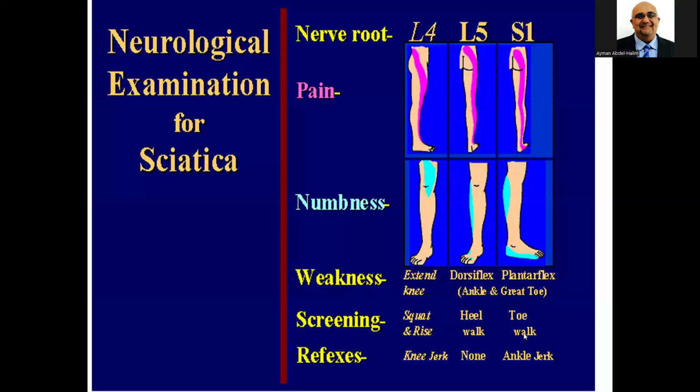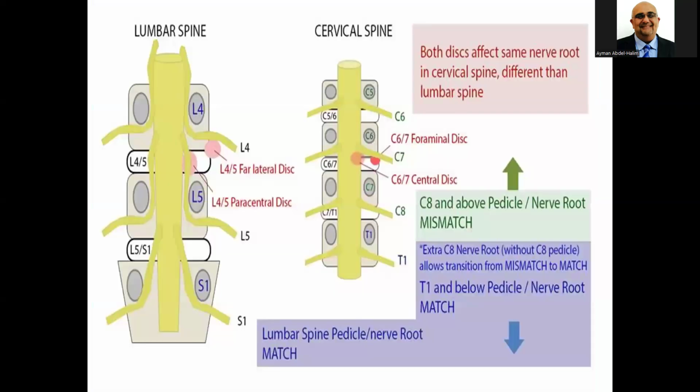Here you do the toe walk. Here you do the heel walk. Here you bend your knee and raise it up. And then the reflexes: the knee jerk could be lost in L4 radiculopathy. With S1, you can lose the ankle jerk. While with L5, there is no reflex involved here. Again, this is basically how the disc can affect your nerve root.